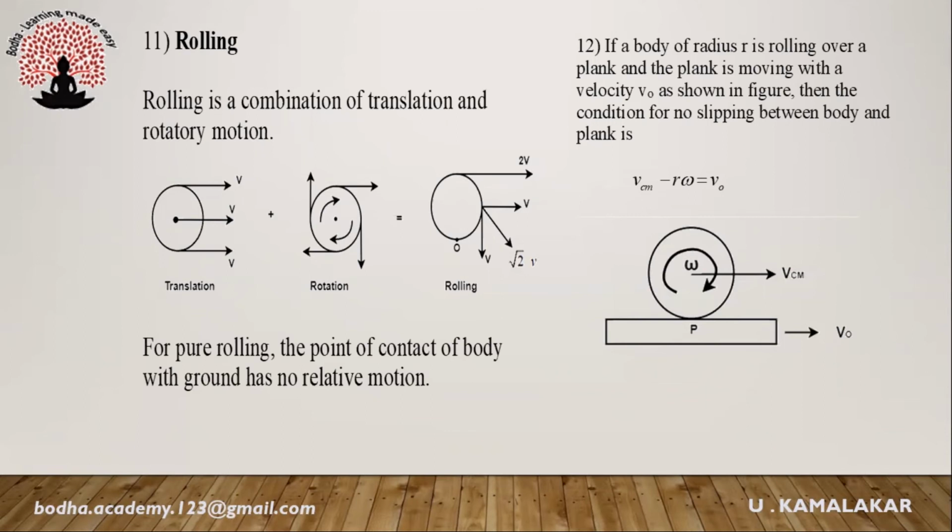Our next concept, rolling. Rolling is a combination of translation and rotatory motion. For pure rolling, the point of contact of body with ground has no relative motion. If a body of radius r is rolling over a plank and plank is moving with a velocity v₀ as shown in figure, then the condition for no slipping between body and plank is Vcm − rω = v₀.